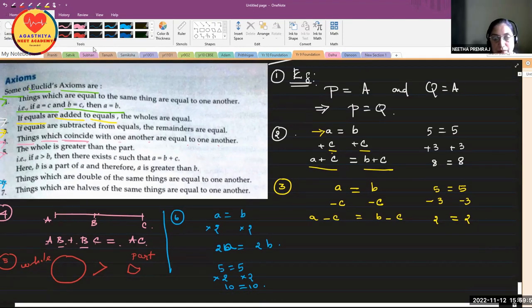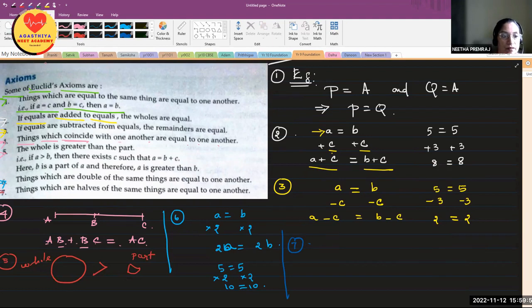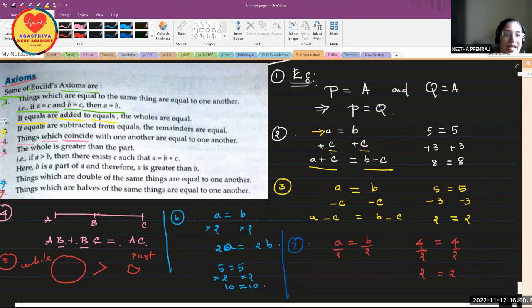Similarly, the seventh one. What does the seventh one say? Things which are halves of the same things are equal to one another. For example, A is equal to B. When it becomes half, it is divided by 2, isn't it? I divided by 2. Again, both are equal, A by 2 and B by 2. For example, 4 is equal to 4, divided by 2. What does it come to? 2 is equal to 2, isn't it? That is what these axioms mean.